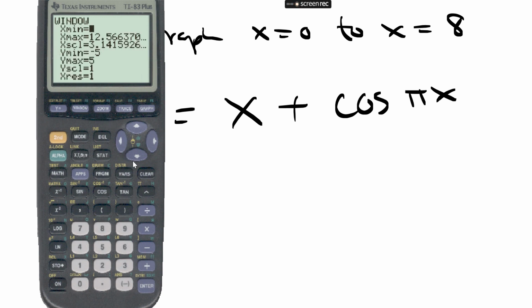My window, I'm going to go from 0 to 8 because that's what it tells me to do. Those little tiny tick marks on my graph, I'm going to use them as 1s. But by the time this x gets to 8, it's already going to be 8. And the highest cosine goes is 1. So the highest this guy would be is 8 plus 1, which is 9. So I'm going to go 10 on this one.